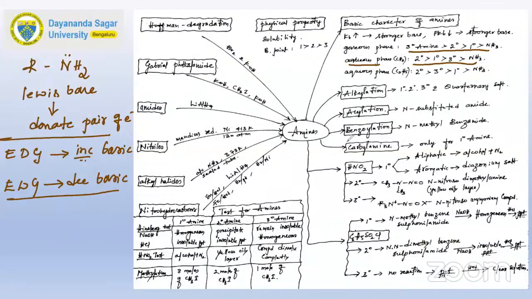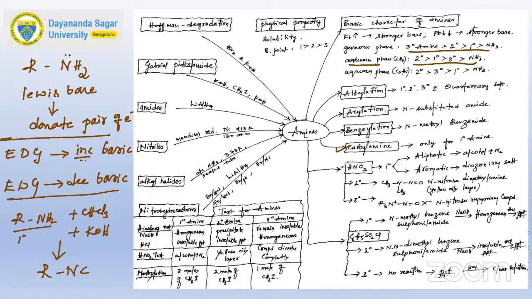And here, an important reaction is the carbylamine reaction. What is the carbylamine reaction? Where amines react with chloroform and KOH to form an isocyanide, which gives a bad smell. But this is given only by those amines which are primary in nature.